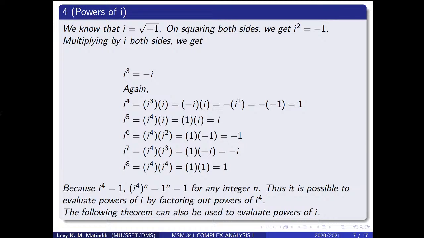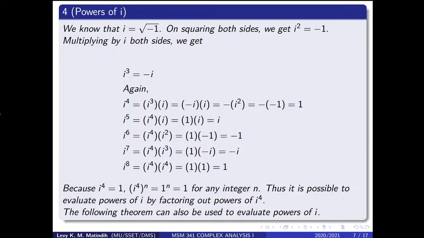So you first factor out the powers of i to the power 4, and then you simplify. You try to reduce it in that manner. i to the power 10 is equal to i to the power 4 times i to the power 4 times i to the power 2. i to the power 4 is equal to 1, and i to the power 2 is negative 1. So i to the power 10 is negative 1.